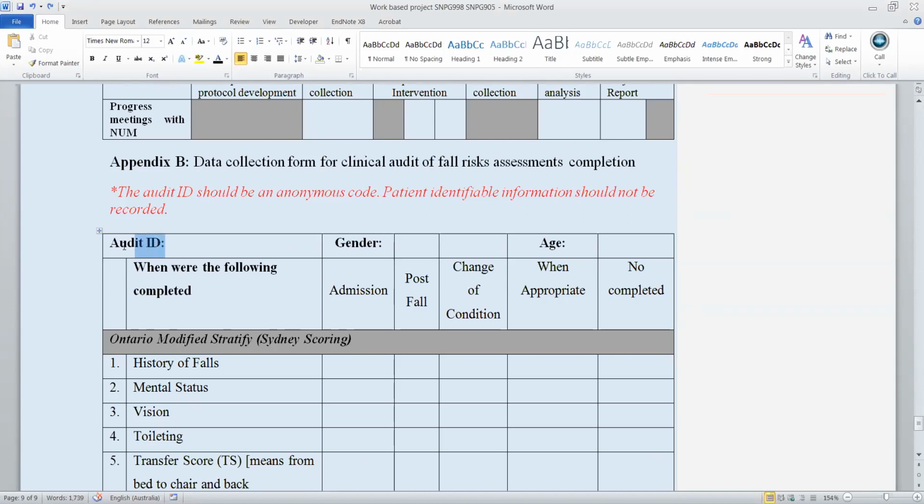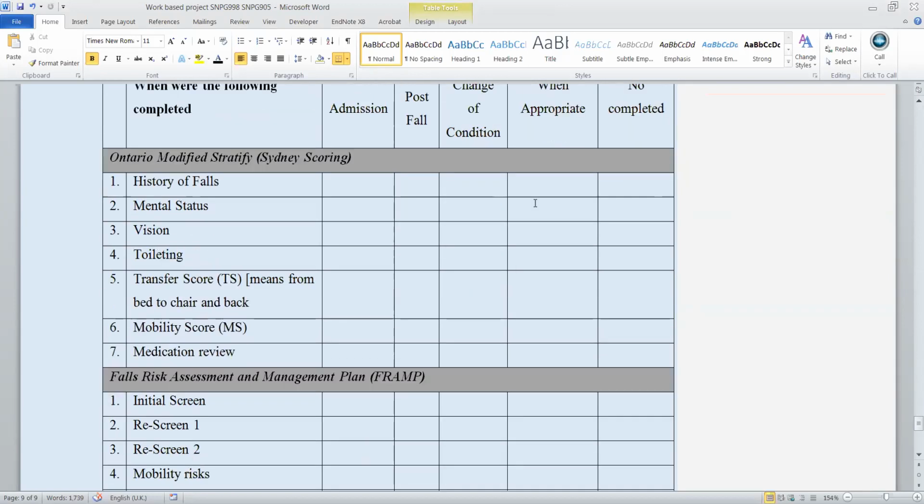The audit ID in this case is just an administrative number that we put in there to ensure that there is a way of auditing, collecting and analyzing the data. So it has got to be anonymous. Patient identifiers should not be recorded.